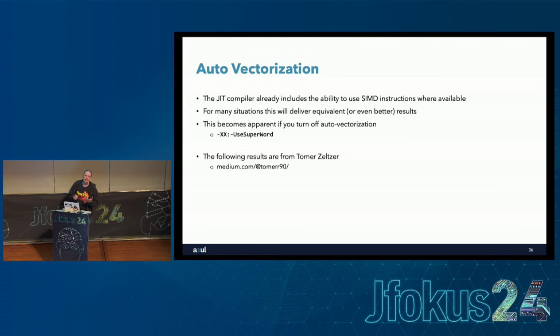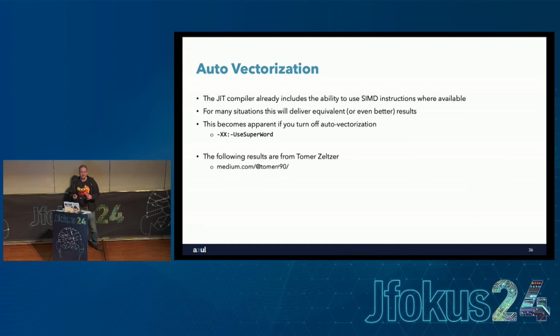The other thing is that the JIT compiler actually already knows about single instruction multiple data, and so it can take advantage of that in many situations. What you'll find is that the code generated by the JIT compiler will be, in many situations, identical or even better than what you get with the Vector API, which sort of starts you thinking, well, why do we need the Vector API? But we'll see why we need that a little bit later on.